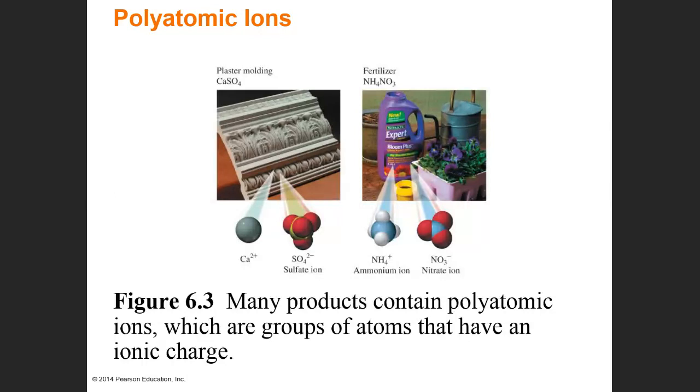So many of the compounds you'll come across are going to be made from polyatomic ions. Here's an example. Ammonium nitrate, you may have even heard that name. Ammonium nitrate is what we use in chemical fertilizers, and it's the presence of the nitrogen that helps plants grow. Plaster is calcium sulfate.